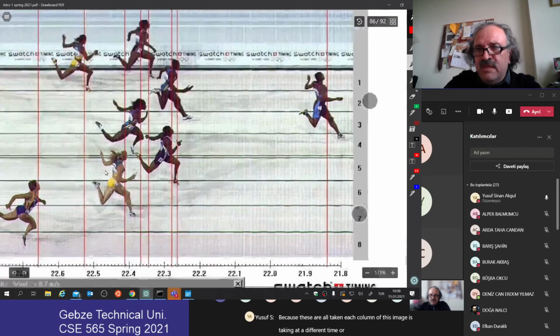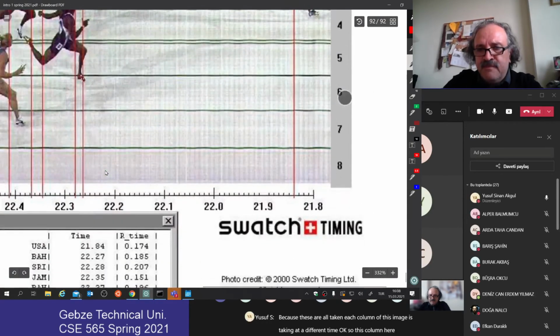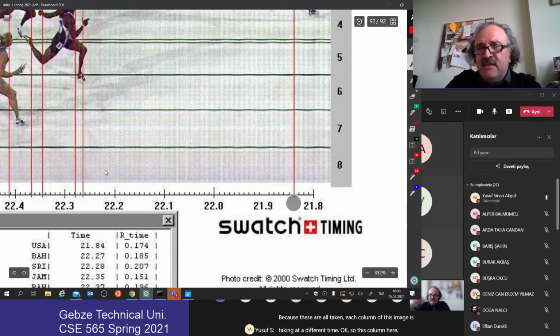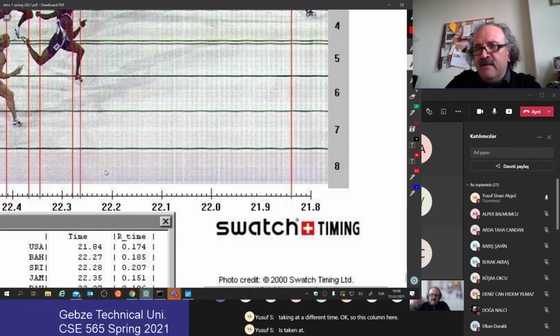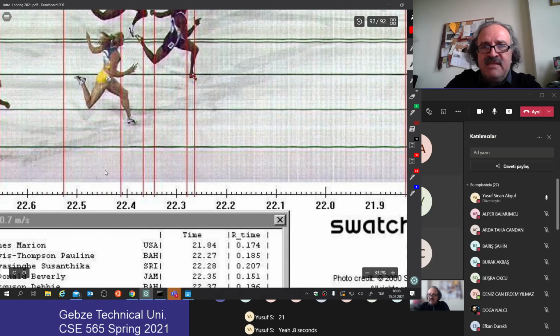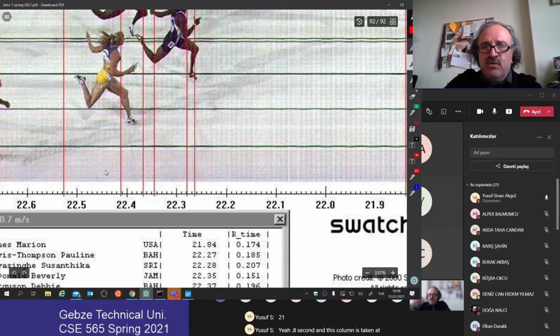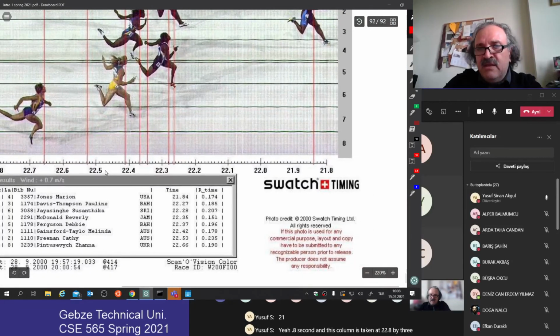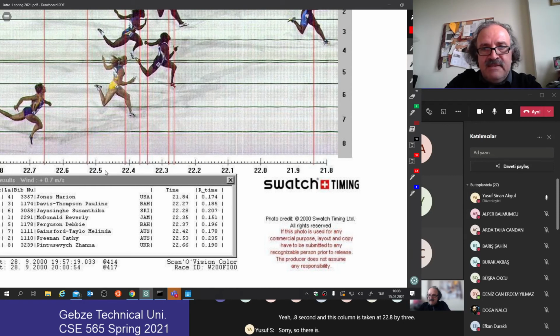Okay, so this column here is taken at 21.8 seconds, and this column is taken at 22.8.3, sorry. So there is more than a 1.5 second difference between these two. Okay, so this is photo finishing.